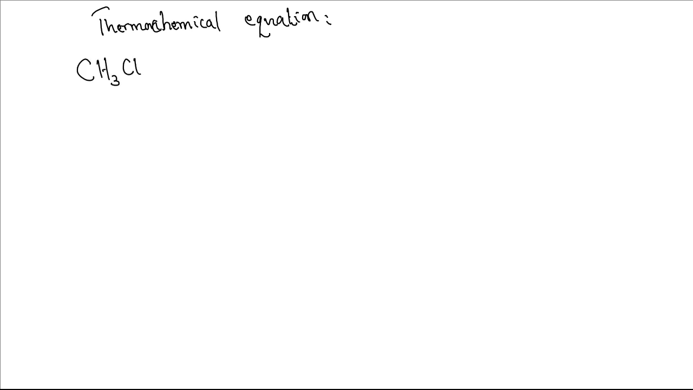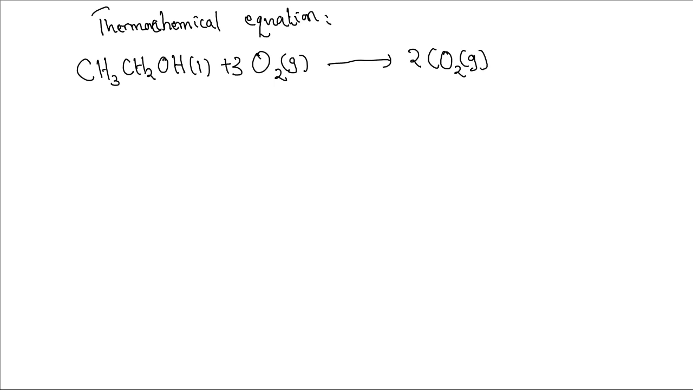CH3CH2OH plus oxygen to form 2 moles of carbon dioxide gas and 3 moles of water. Delta H standard for combustion is equal to negative 1370 kilojoule per mole. That is the thermochemical equation.